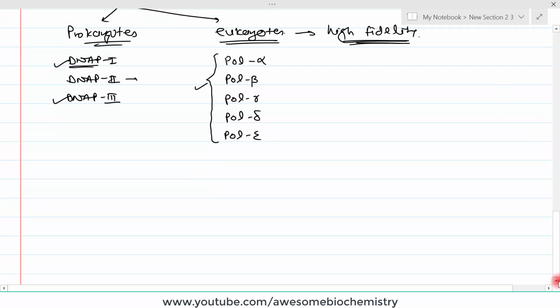Now out of alpha, beta, gamma, delta, and epsilon, many students think that Pol alpha is the main enzyme. No, that is the main mistake. Actually, Pol delta and Pol epsilon are the two main enzymes. Pol delta is responsible for DNA synthesis on the lagging strand, and Pol epsilon is responsible for the formation of DNA on the leading strand.